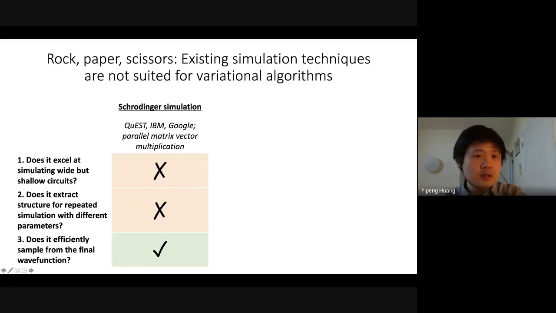And secondly, if we're going to do the simulation many times over, because it's a variational algorithm, can we somehow preserve the structure and the computational results from one run and reuse that for the next run? In general, for state vector simulation, if you're doing matrix-vector multiplication the way these simulators do, no, it's not going to be able to do that type of repeated simulation. But for the third part here, because you find the whole state vector, you're able to sample from the final wave function completely. Okay.